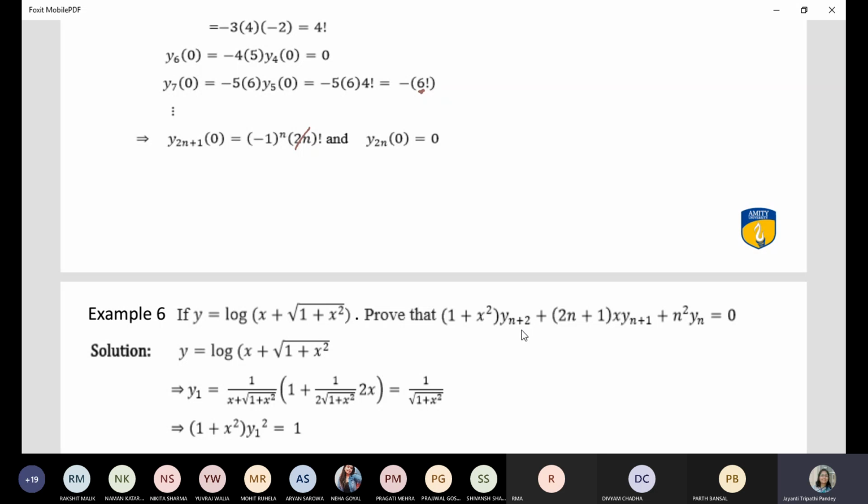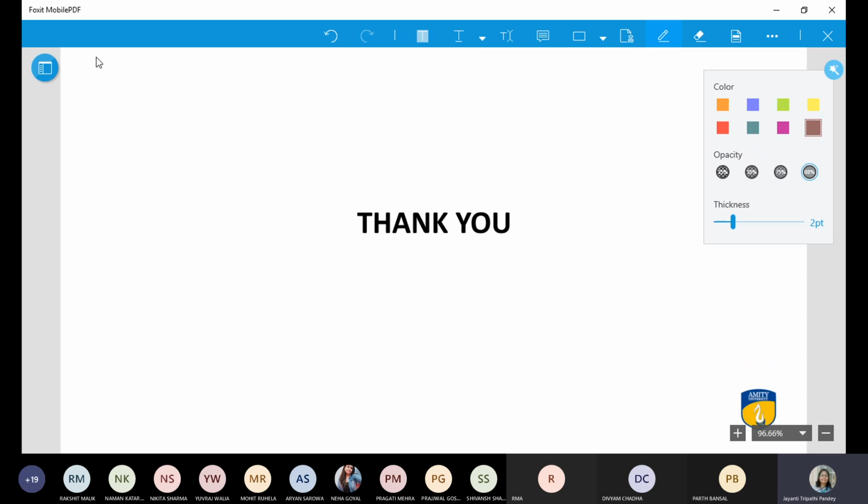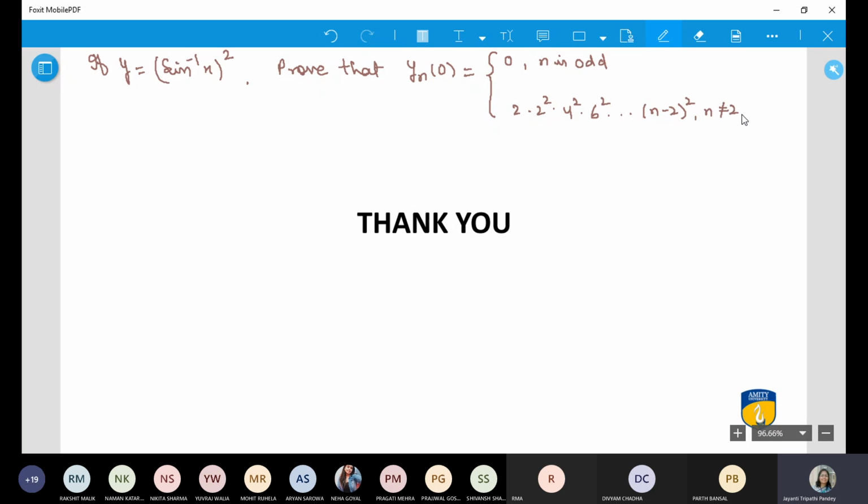Write a question. If y is equal to sine inverse x square, then prove that yn0 is equal to 0 when n is odd, and 2, 2 square, 4 square, 6 square, till n minus 2 square, when n is even.